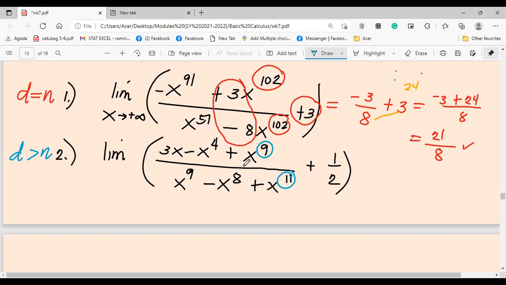Okay? So, ibig sabihin, yung lahat ng ito, magiging 0 lang ito. So, 0 plus 1 half is 1 half. Your answer must be 1 half.